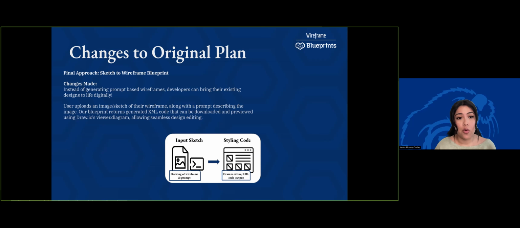So like I mentioned, we decided to go with the sketch to wireframe blueprint, and we wanted to make it a tool that brings existing sketches to life digitally. So the idea is that the user will upload an image of their sketch and they will also add a prompt describing the image. Our blueprint will return a generated XML code that can be downloaded and previewed. And with the preview feature, if you don't like it, you can edit it with the draw.io editor, and we can see the demo on the next slide.